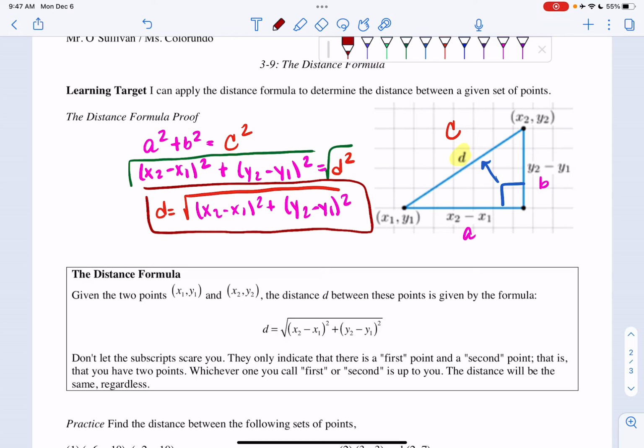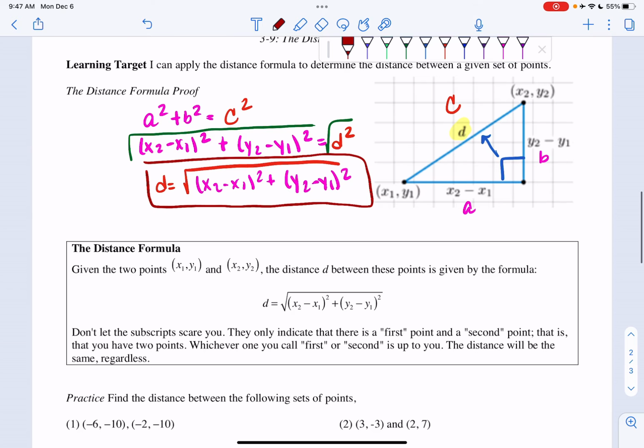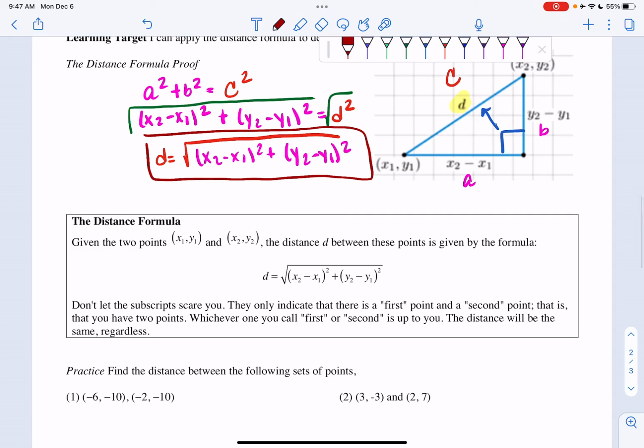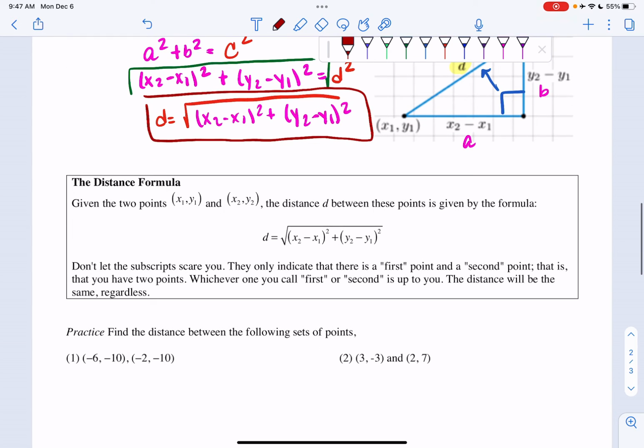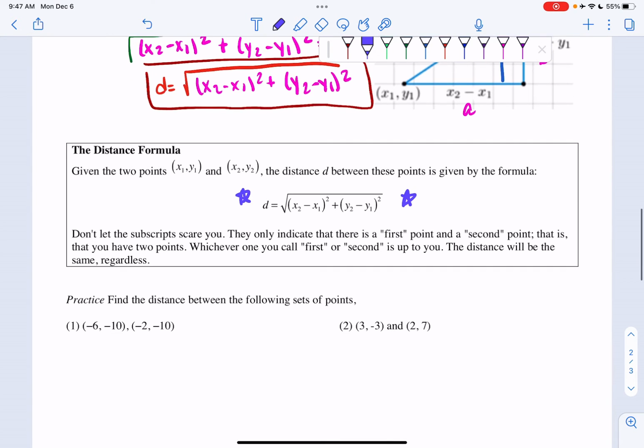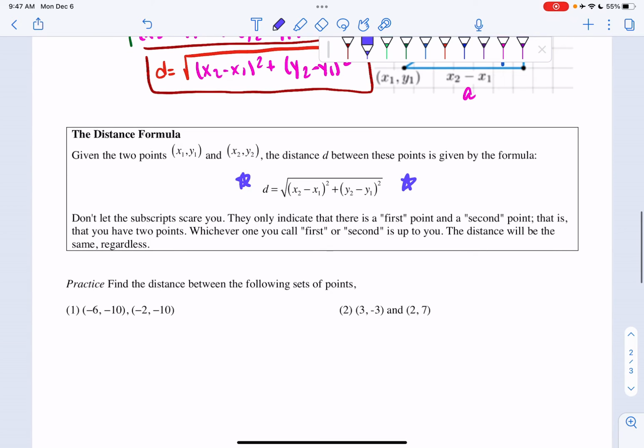So here's how the distance formula works. Given 2 points, x1, y1, and x2, y2, the distance d between these points is given by the following formula. D is equal to the square root of x2 minus x1 squared plus y2 minus y1 squared. Now, please do not let those subscripts scare you. They only indicate that there is a first point and a second point. That is, that you have 2 points. Whichever one you call the first or second is up to you. The distance will be the same regardless.